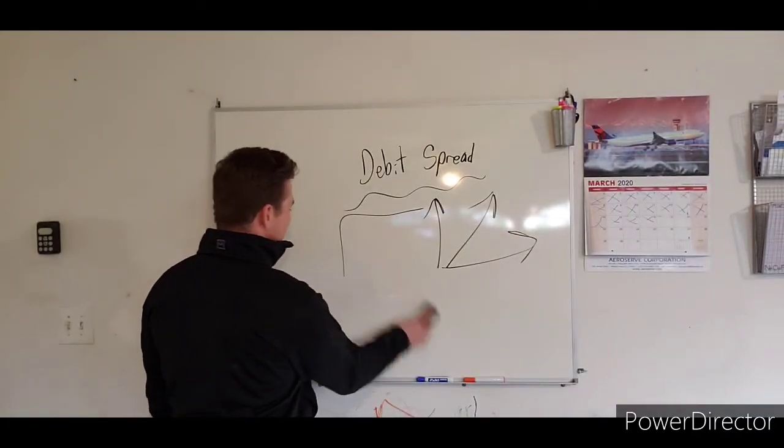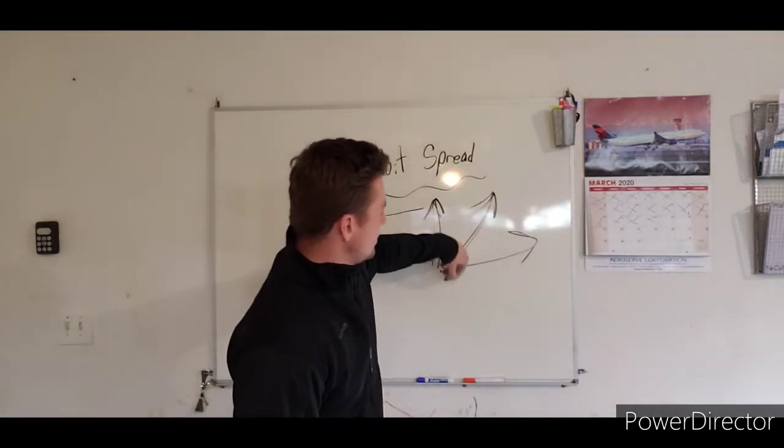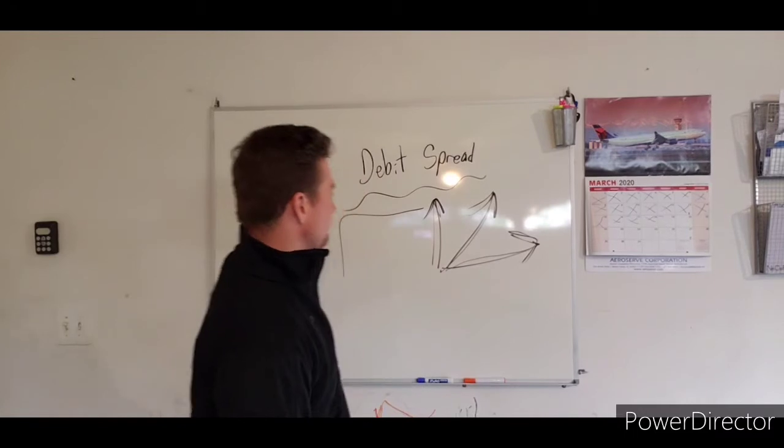But anyway, back to the debit spreads. So again, you can make money up, sideways, or kind of up.